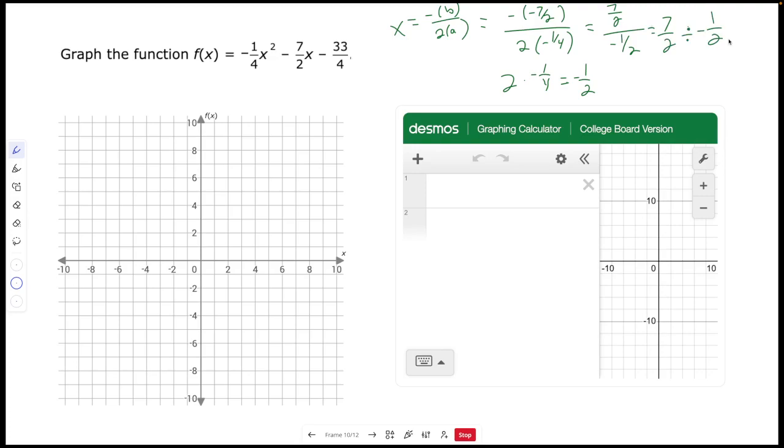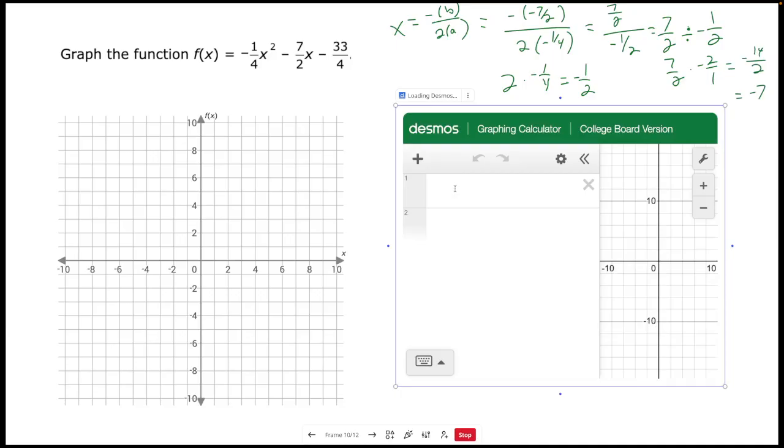This you should know how to do by hand. If you don't, I guess you could plug it into a calculator. This will give us 7 over 2 times -2 over 1, which gives us -14 over 2, which gives us -7. Now, there is a way to plug that whole thing into the Desmos calculator. That's the one I use. You could do 7 over 2 divided by -1/2, and it'll also give you the same answer. So either way, you need to be able to come up with -7.